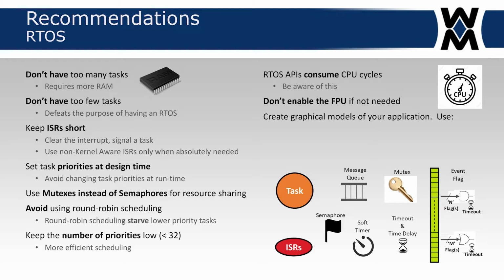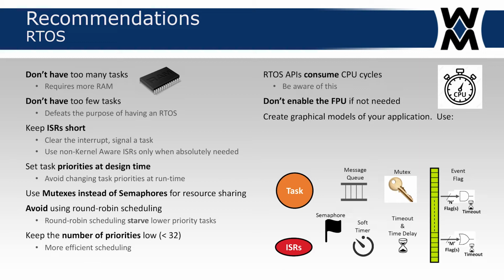Keep the number of priorities low. That's more of an efficiency thing than anything else. By keeping the number of priorities low, below 32, for example, in the case of MicroC/OS-III, it makes scheduling extremely fast through a special instruction called the count leading zeros instruction on the Cortex. Other processors have that instruction as well. So RTOS APIs consume CPU cycles. Be wary of this. Don't enable the FPU if you don't need it. If you don't need to do floating point, there's no point in enabling that and thus saving a whole bunch of registers that are saved and restored from the stack.